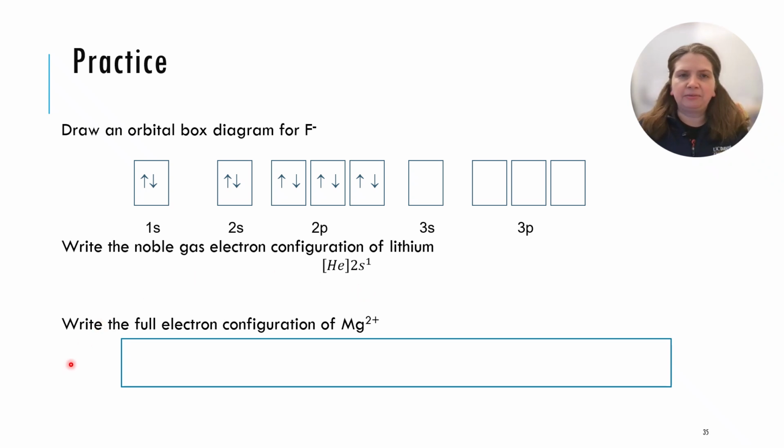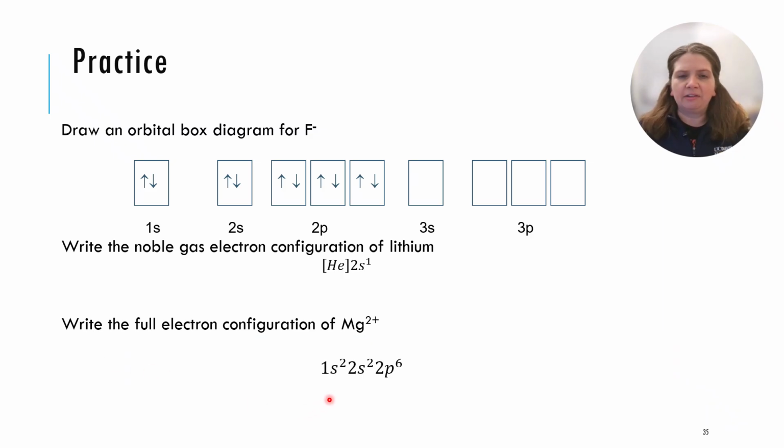Finally, write the full electron configuration for magnesium with a 2 positive charge. Magnesium has 12 electrons when neutral, but magnesium 2 positive has 10 electrons, giving the electron configuration of 1s2, 2s2, 2p6. Remember, when it says full electron configuration, that means that you're starting with the 1s.